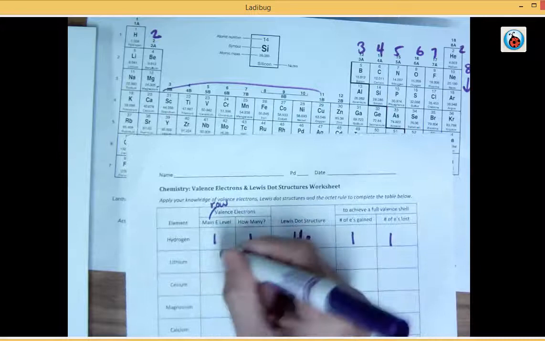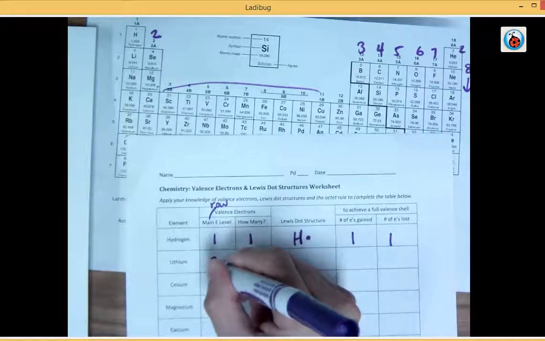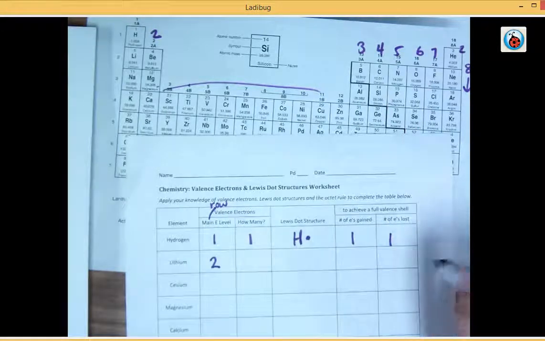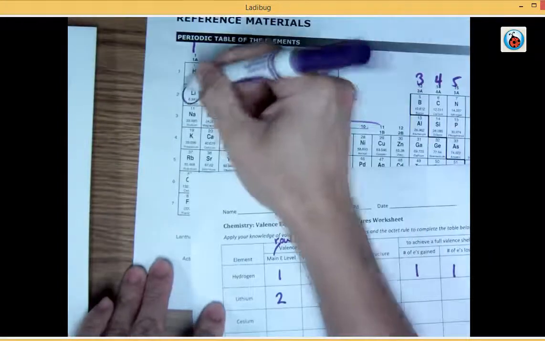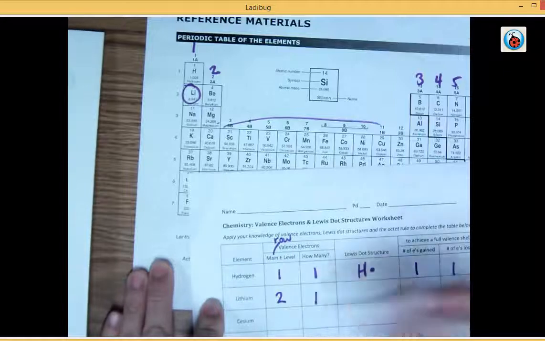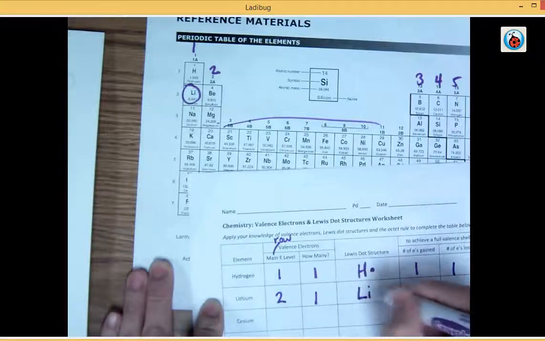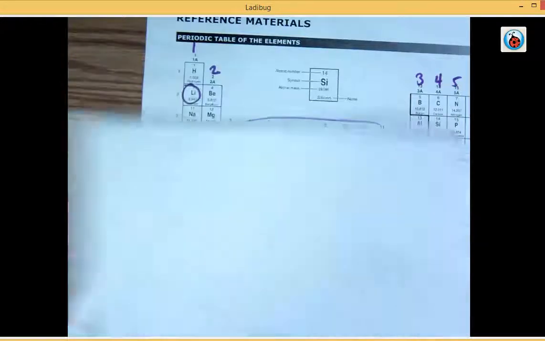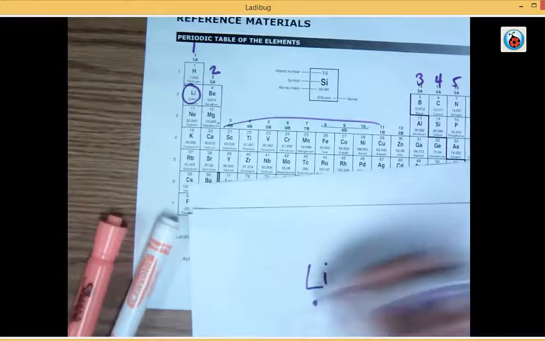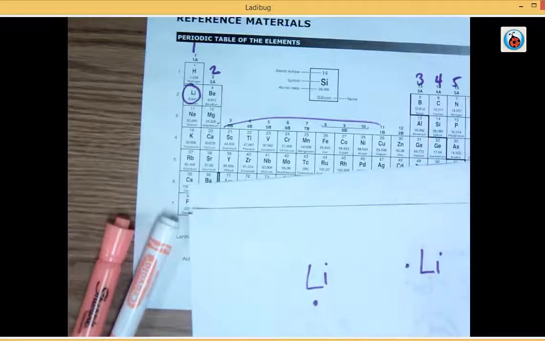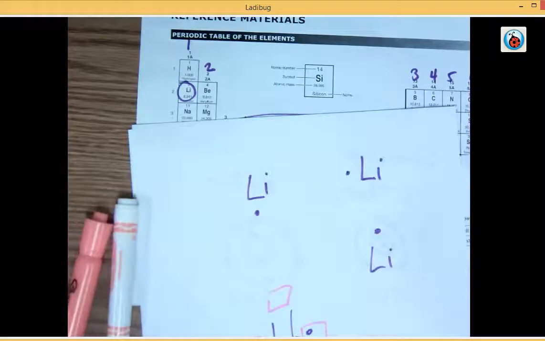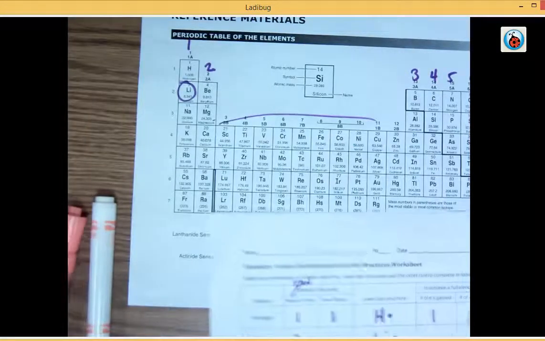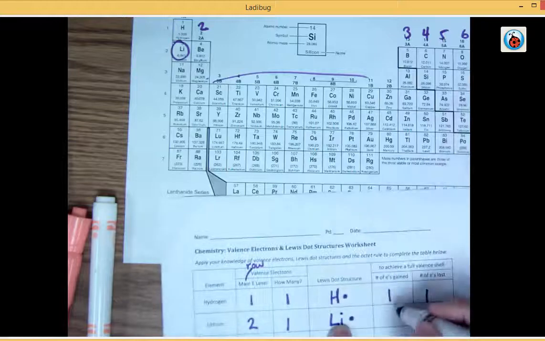Lithium, it's on main energy level 2. How many valence electrons? It's in the first column as well. So lithium's in the first column right there. So it's got 1 valence electron. So you write the symbol and you draw a dot. This dot could be on top, bottom, left, right. It doesn't matter. It could be like this. It could be like this. As long as there's 1 dot around there. That's that. So it's got 1 electron.